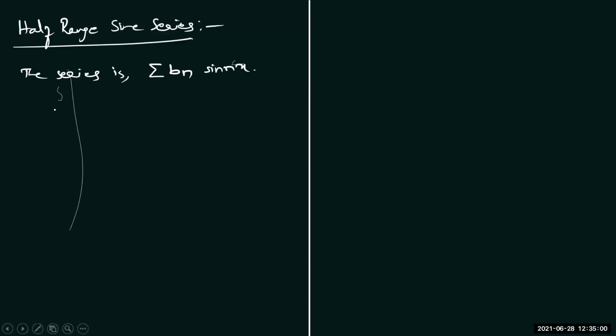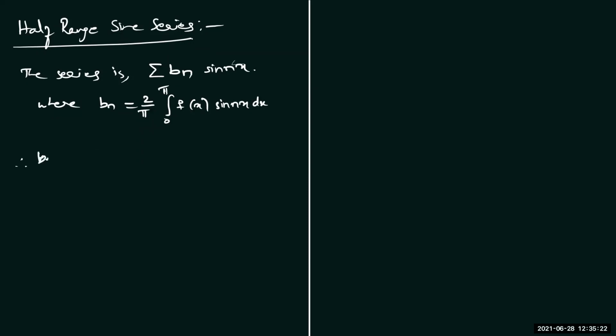Now see, if you calculate the value of bn here, where bn is equals to, it is 2 by pi into integration from 0 to pi fx into sine nx. Correct? Now see, let me just calculate the value of bn here. Therefore, bn is equals to 2 by pi, integration from 0 to pi. See how much it is. I'm just substituting f of x is equals to x. So it is x into sine nx dx.